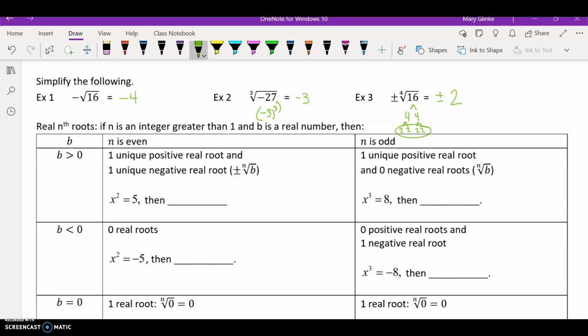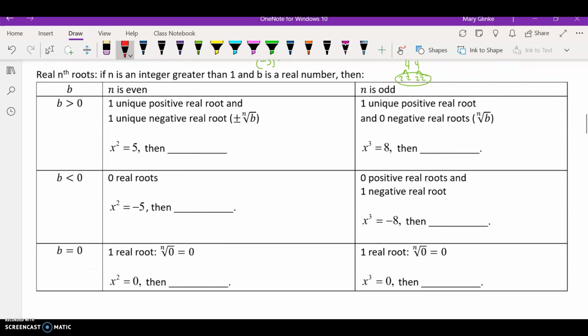But sometimes we can't take the square roots of negative numbers. For instance, the square root of negative 16 or the fourth root of negative 16 will not work. So this chart is designed to figure out which roots are real and which roots aren't real.